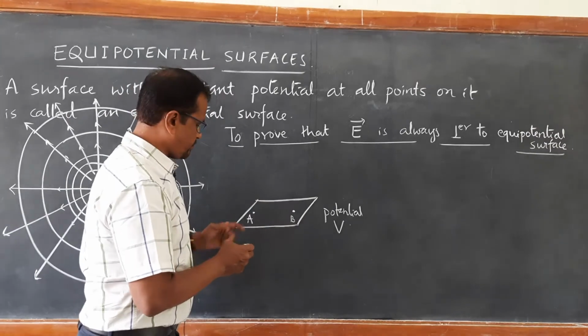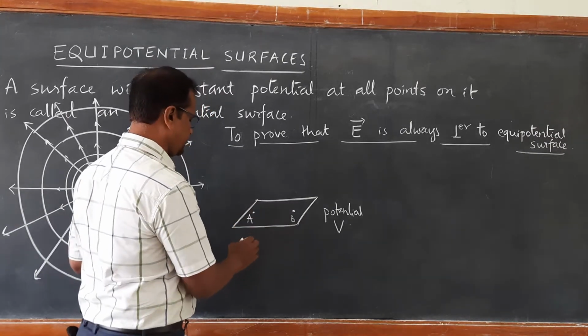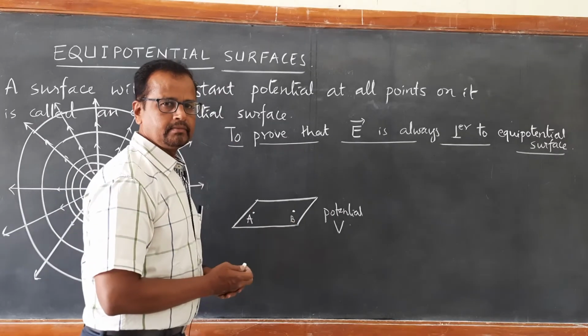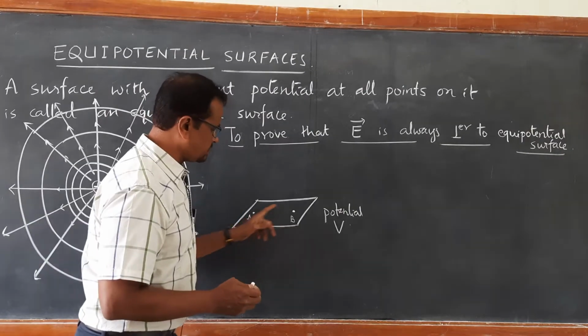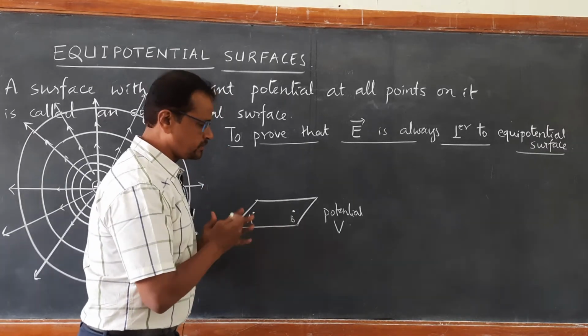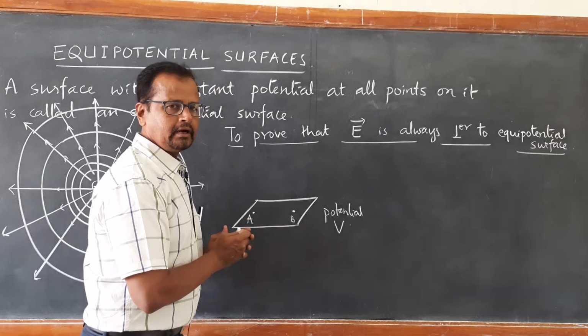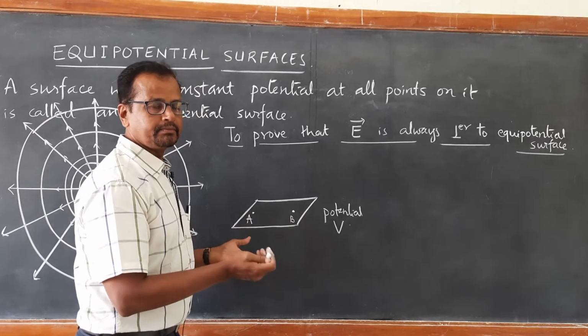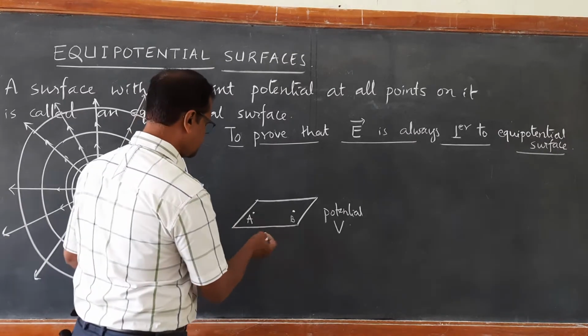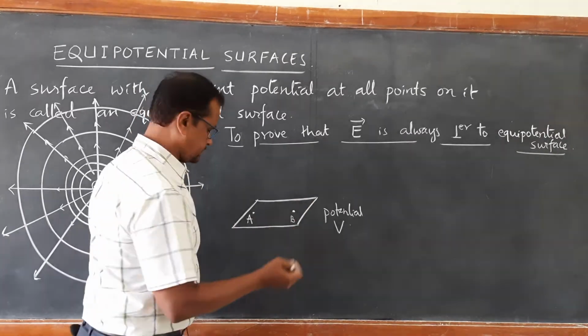Now potential at A, what is potential at A? It is also V. Potential at B is also V. Therefore, potential difference between A and B is 0. So, work done per unit charge is 0, right? Let us see how one can calculate it.